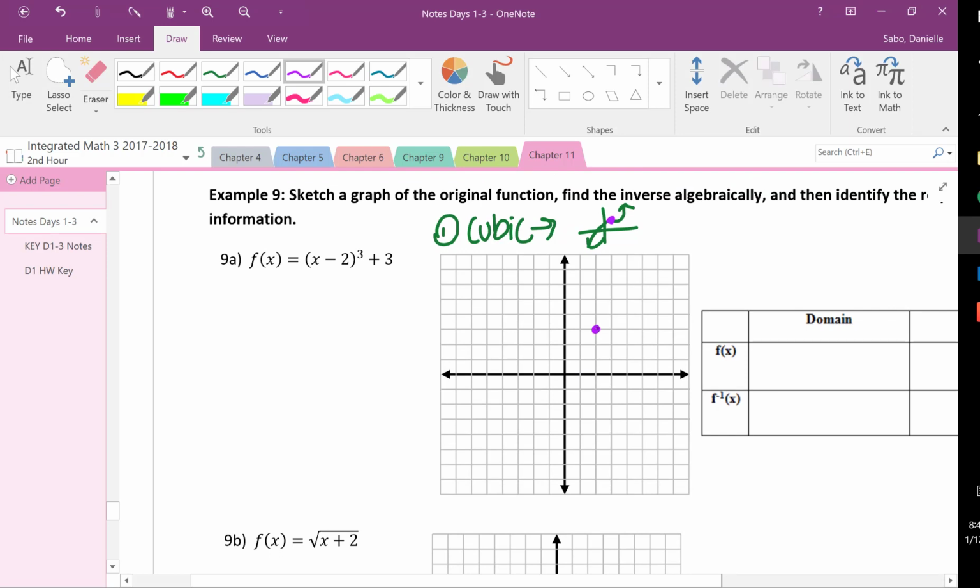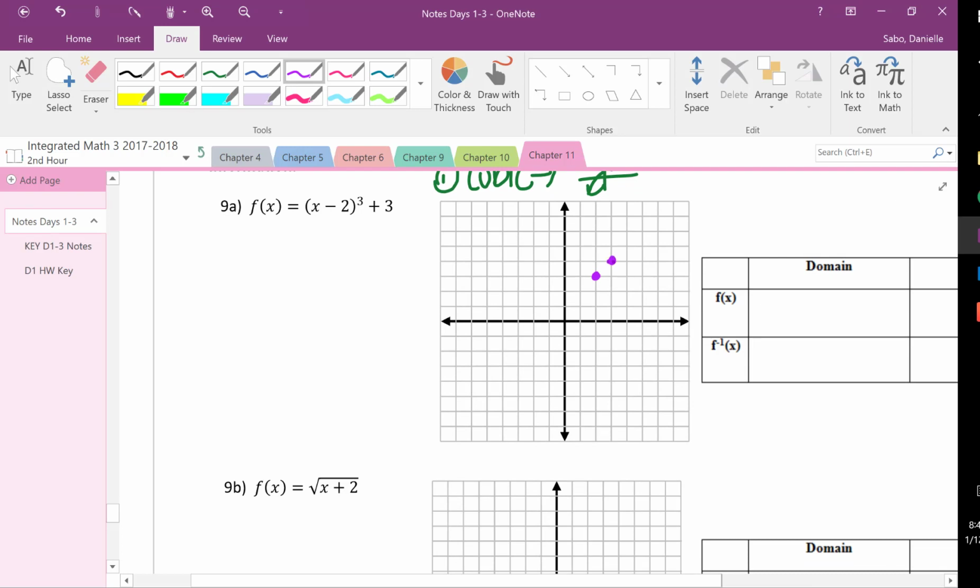What was another point that you found on the graph? Did you find anything for 3? Yeah, 3, 4. And then did you find anything for 2, 1? Yeah, 1, 2. And again, kind of what I told you, it looks like this, of some sort. I'm not asking you to be perfect, but it's nice to get some points so that you can have that to go off when you graph your inverse.